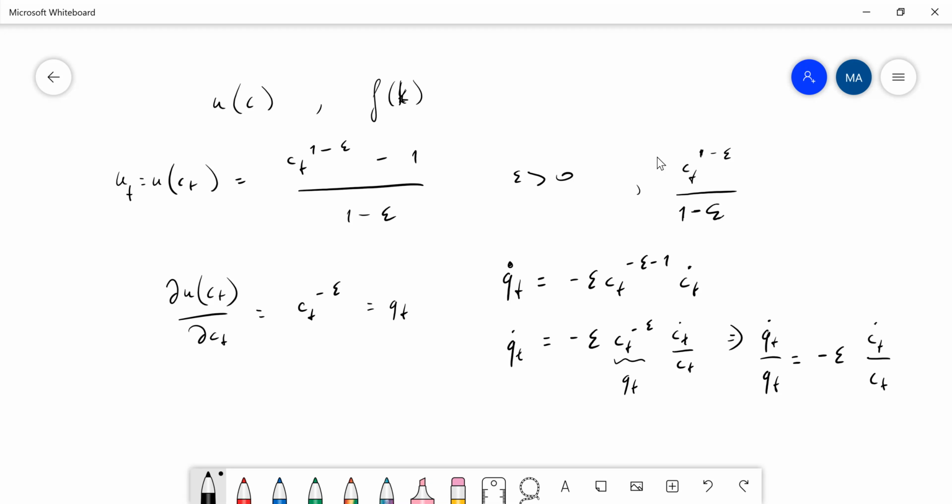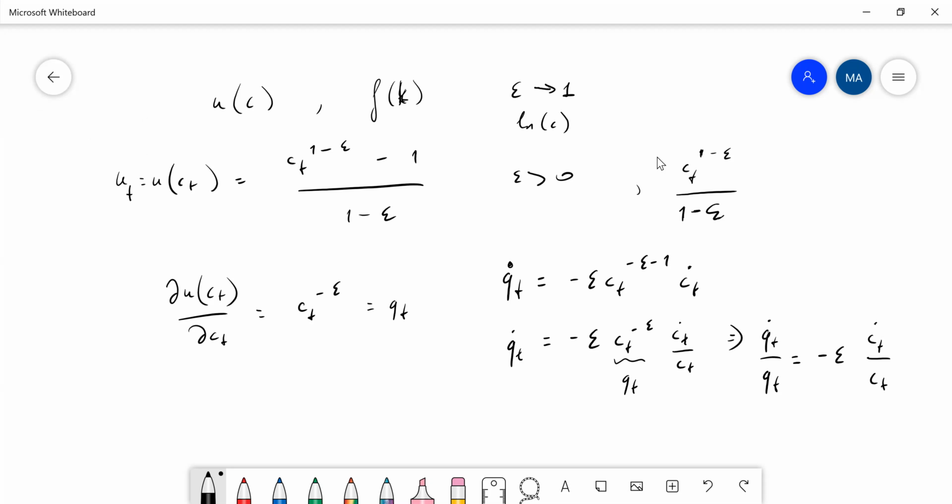Obviously, that makes a difference. For this utility function, when epsilon converges to 1, the utility function converges to logarithmic utility. Then, of course, Q dot t divided by Qt converges to minus C dot t divided by Ct. So this is just one different utility function, and it changes the relationship between the costate variable and consumption.